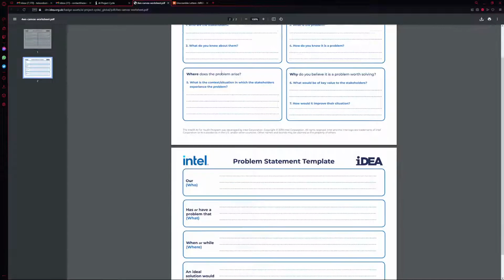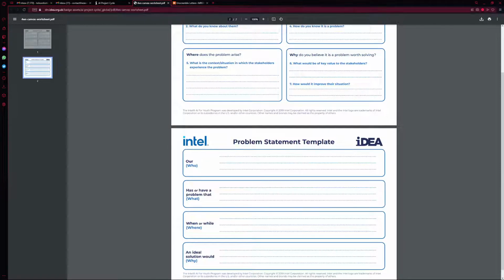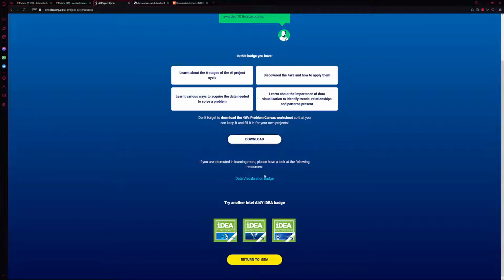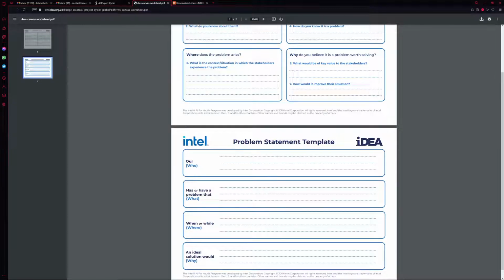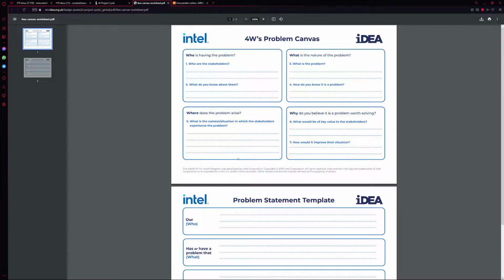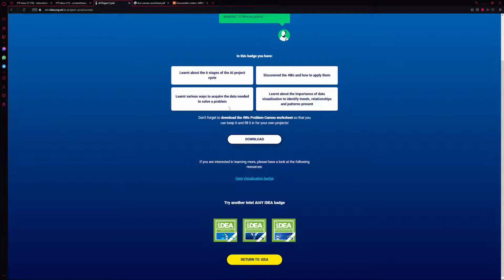Oh, cool. So this is actually really cool. I will leave a link to this in the description if you do want to go ahead and grab this sheet for yourself. It's actually a very interesting sheet. Very good way to visualize what your model will look like in the end. So let's go ahead and press return to IDEA.